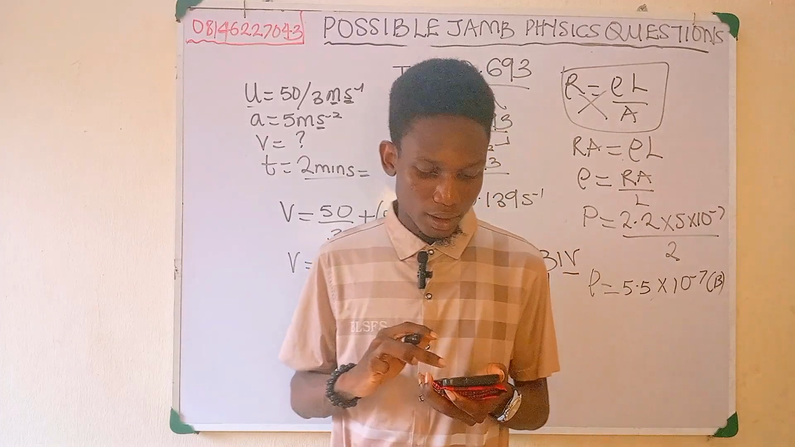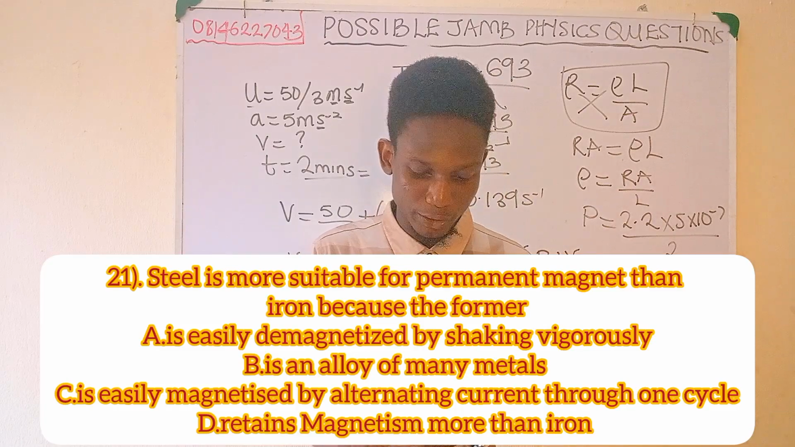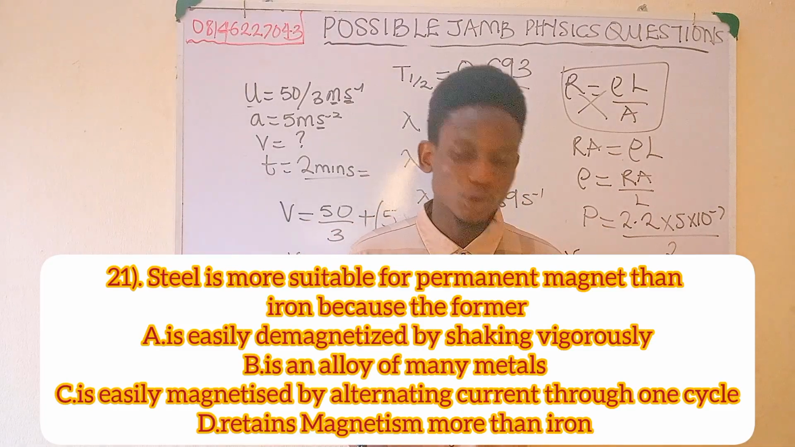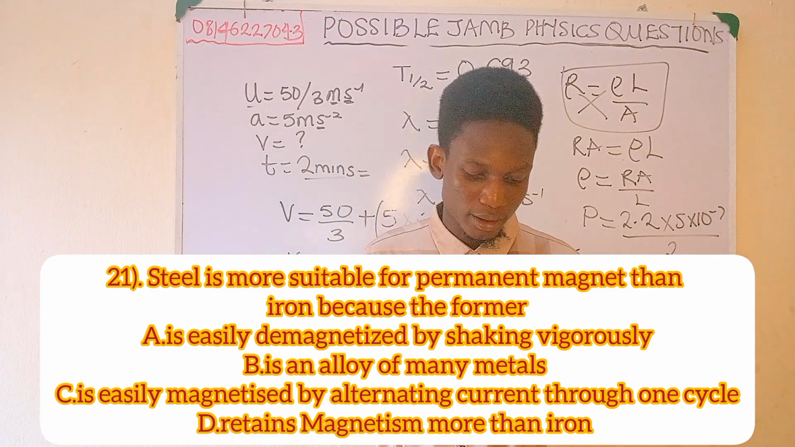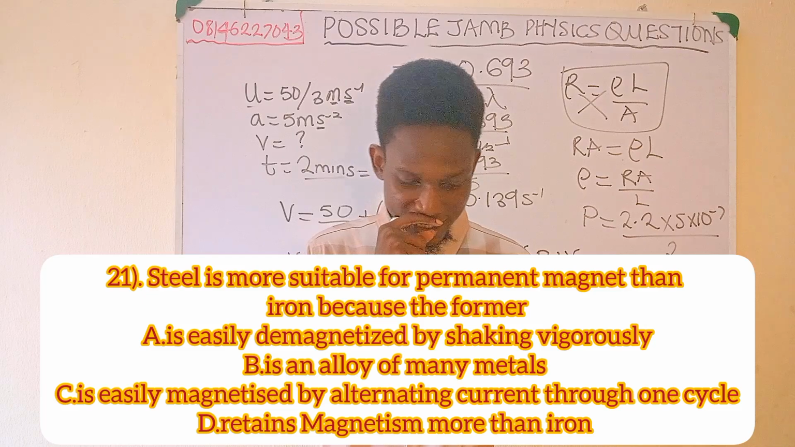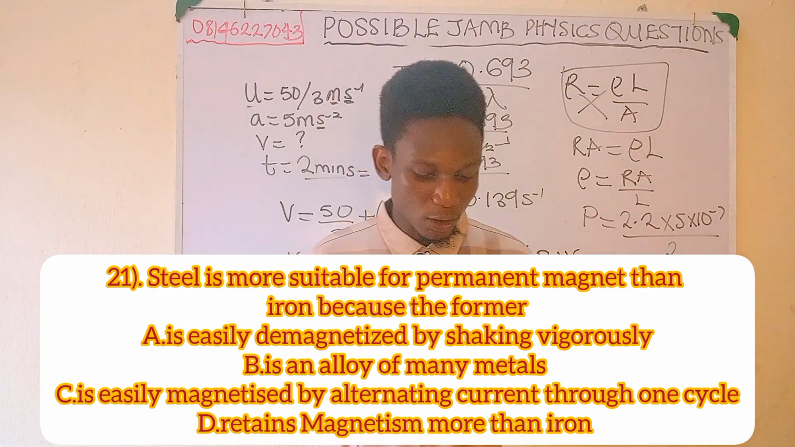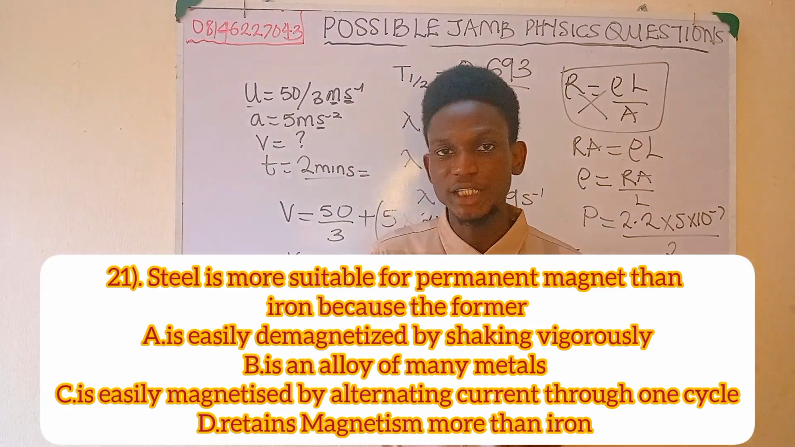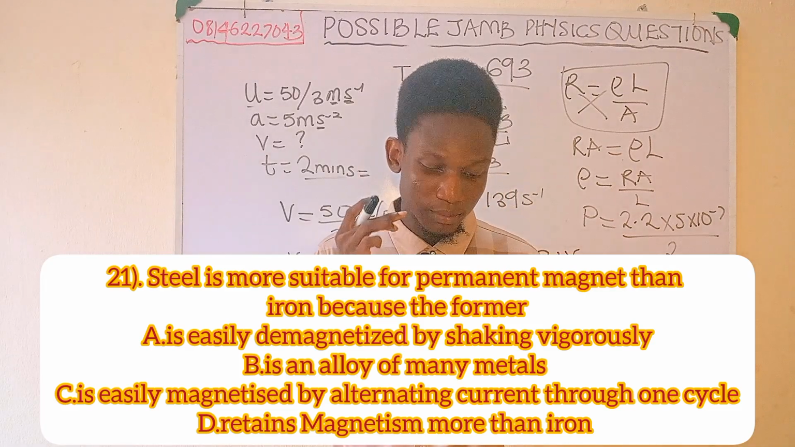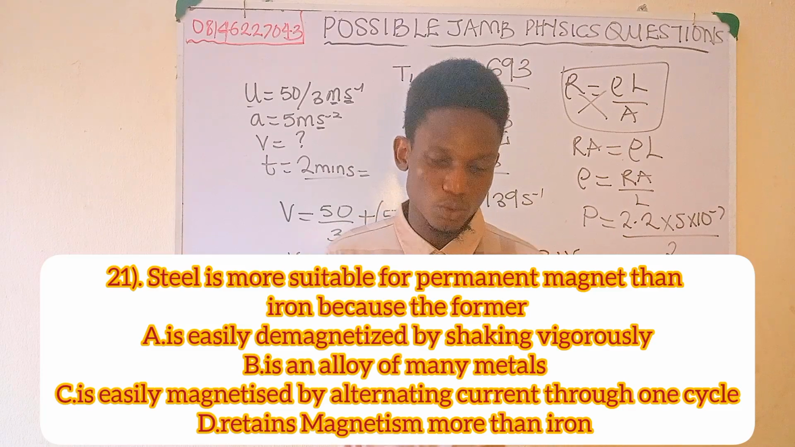So please take note. Now the next question says steel is more suitable for permanent magnets than iron because the former is dash. Always take note of the word former or latter. A: is easily demagnetized by shaking vigorously. That's wrong, because steel cannot be demagnetized easily. B: is an alloy of many metals. That's not the reason why it's a permanent magnet. C: it is easily magnetized by alternating current through one cycle.